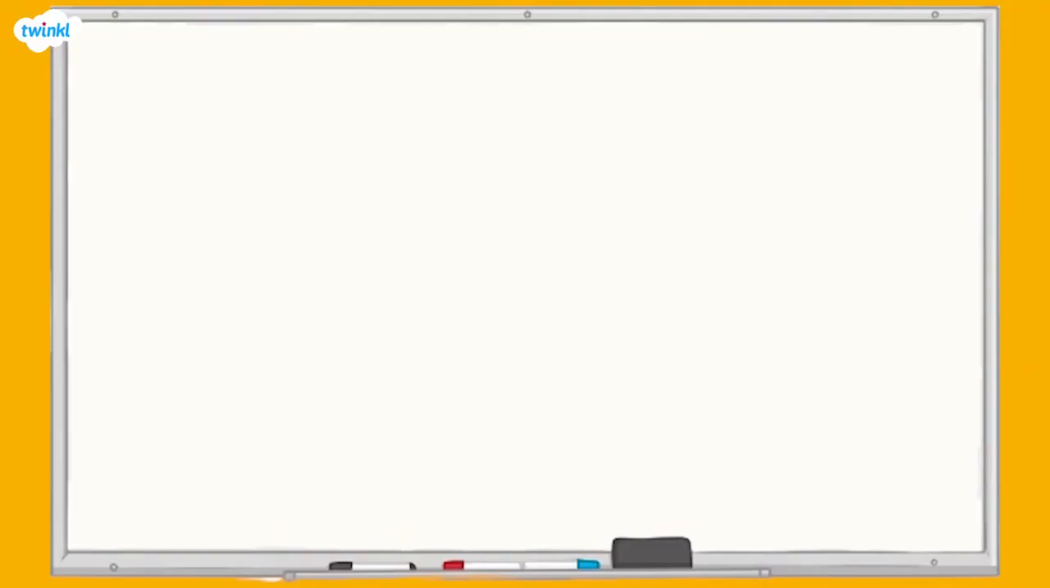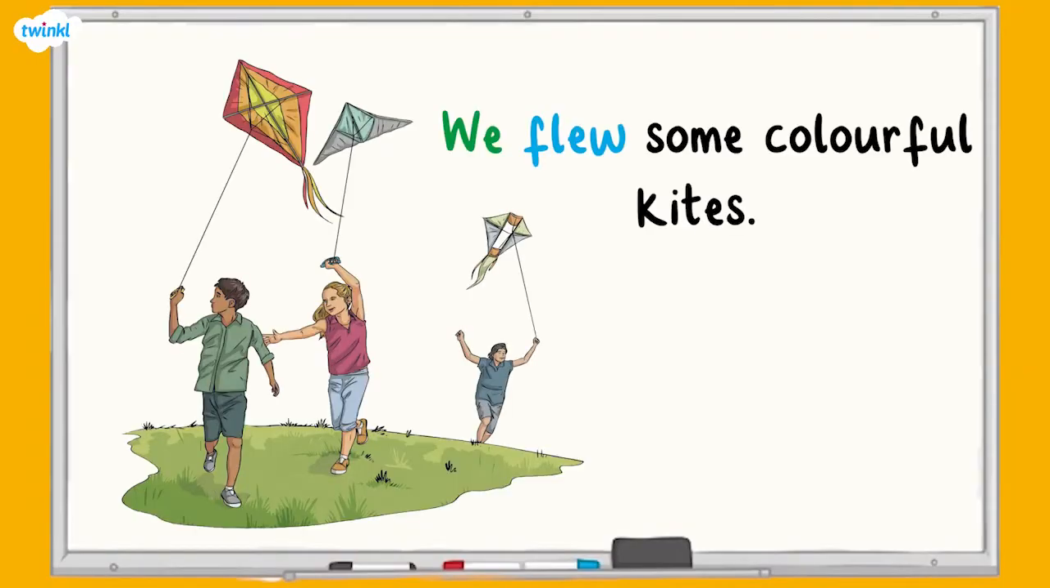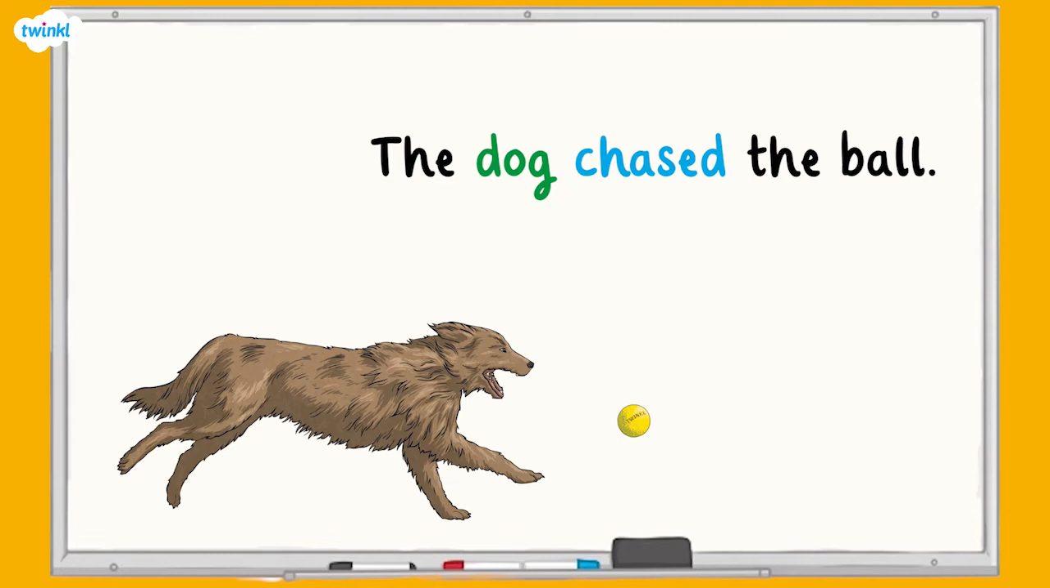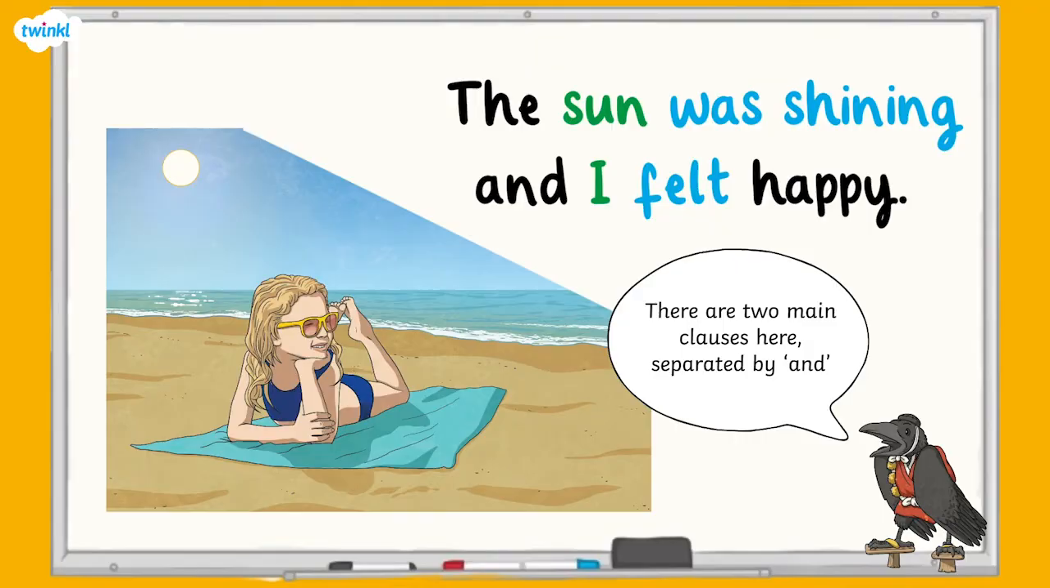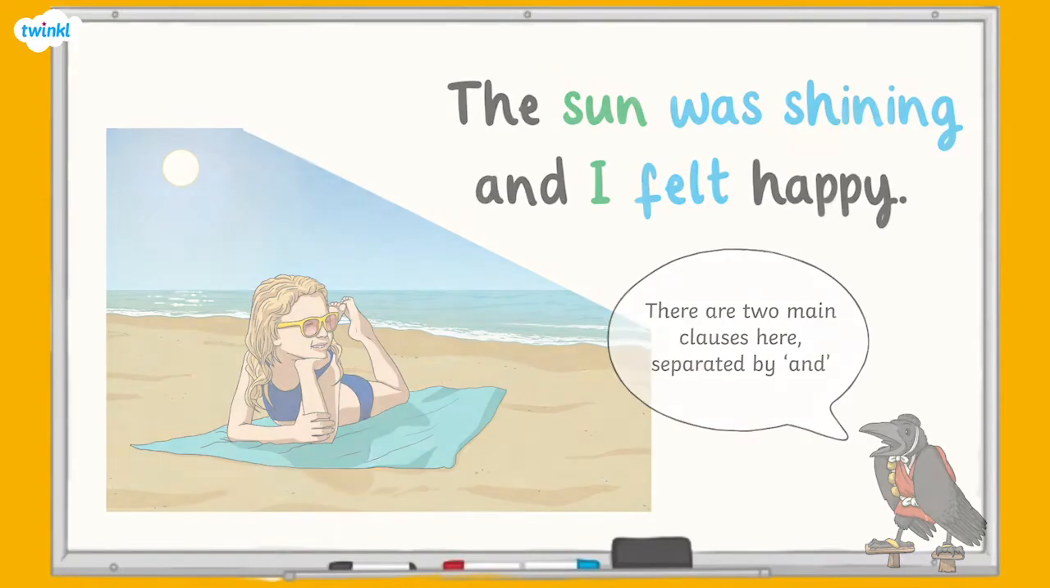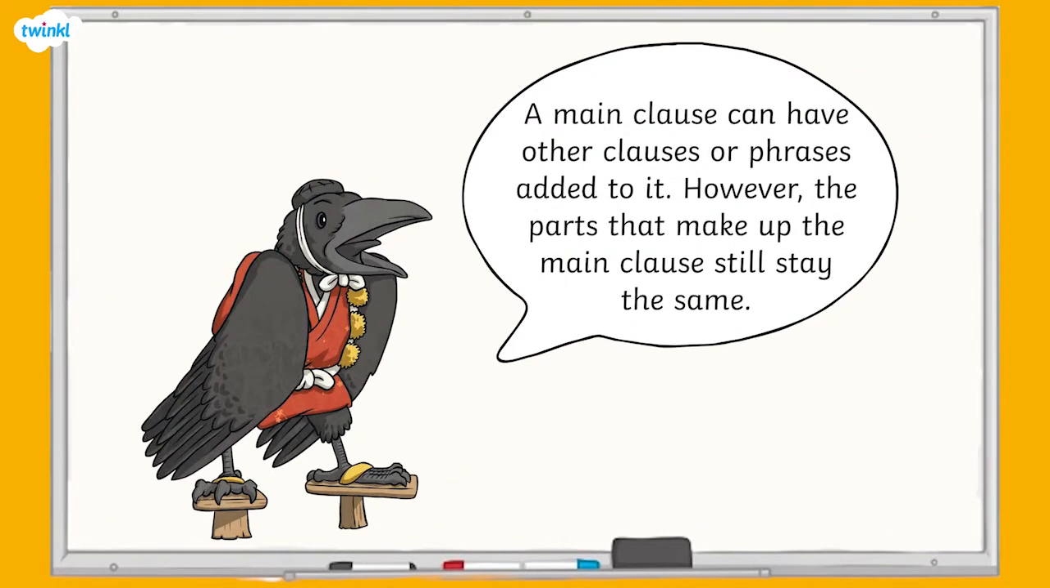Some examples of main clauses are: we flew some colourful kites, the dog chased the ball, the skier jumped, the sun was shining and I felt happy. A main clause can have other clauses or phrases added to it. However, the parts that make up the main clause will still stay the same.